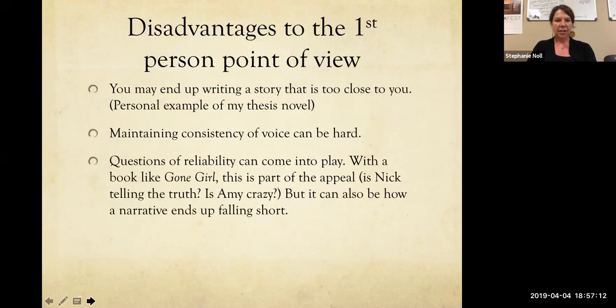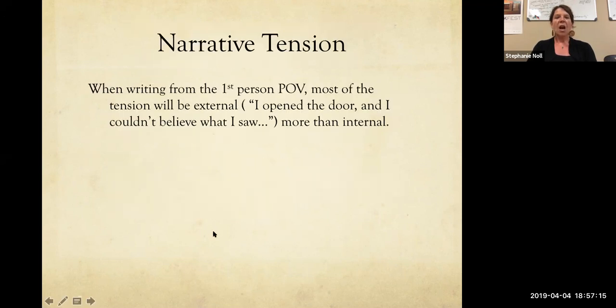Okay, so the disadvantages. I want us to just think about what narrative tension means. When you're writing from the first person point of view, most of the tension is going to be external, like, I opened the door, I couldn't believe what I saw, more than internal. Which is not to say that you're not going to share the first person point of view's struggles. But it is to say that that can't be the only tension.